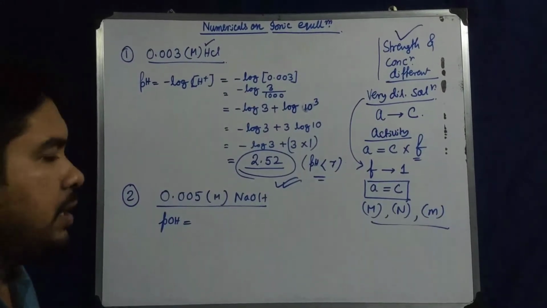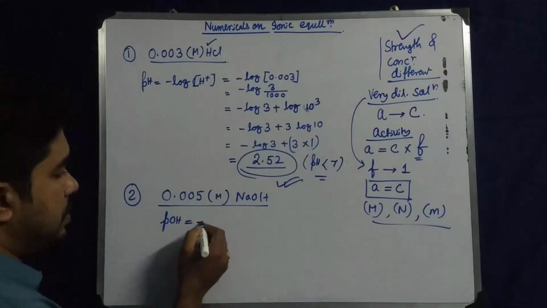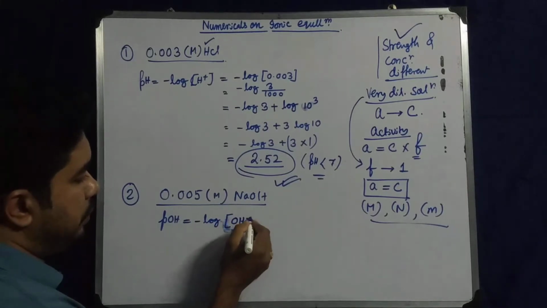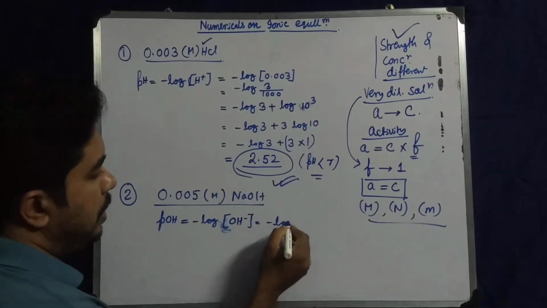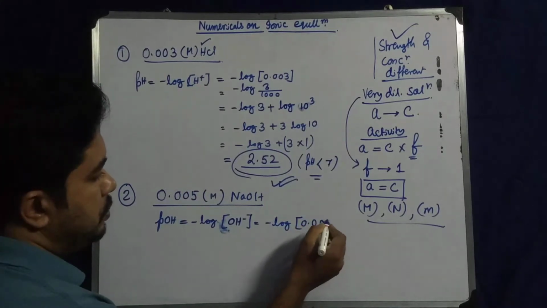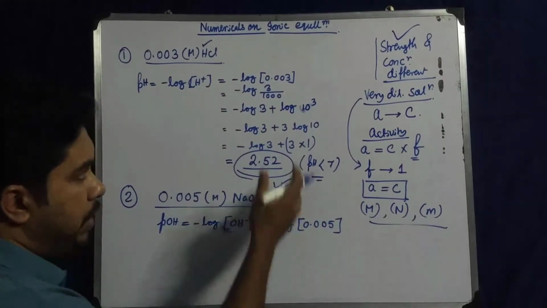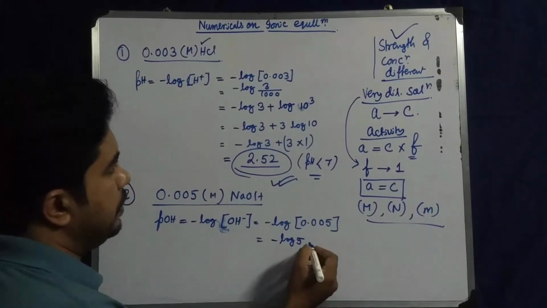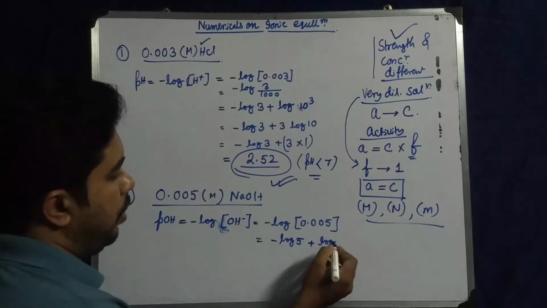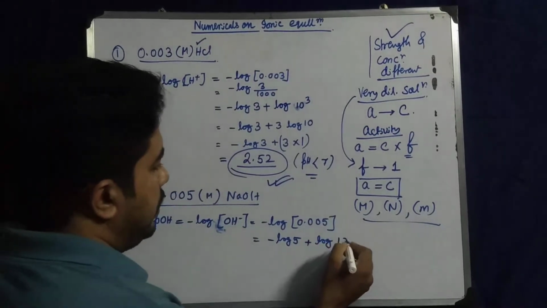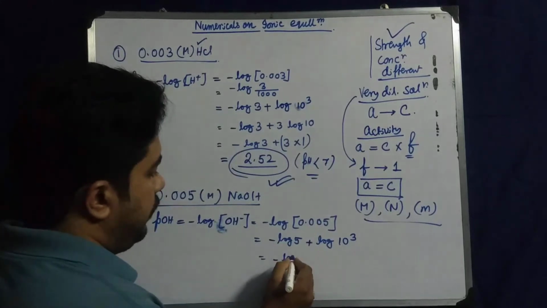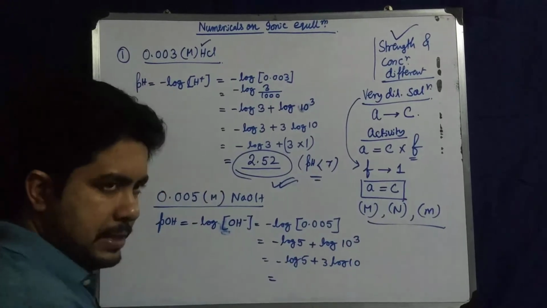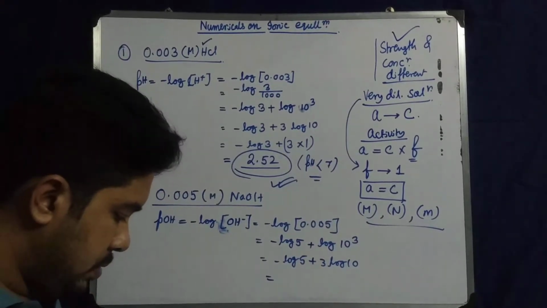So what will we do at first? We will calculate the pOH at first. The formula is the same: minus log of the concentration of OH minus. Let's put the value over there: minus log 0.005, and you can solve it in the same way. What will you get? Minus log 5 plus log 10 cube. So we get minus log 5 plus 3 log 10. The same way, I'm just calculating it.